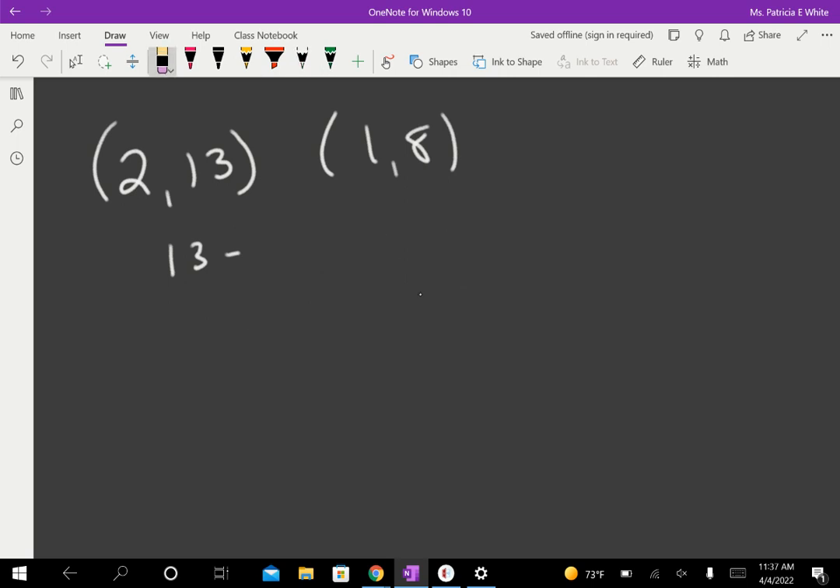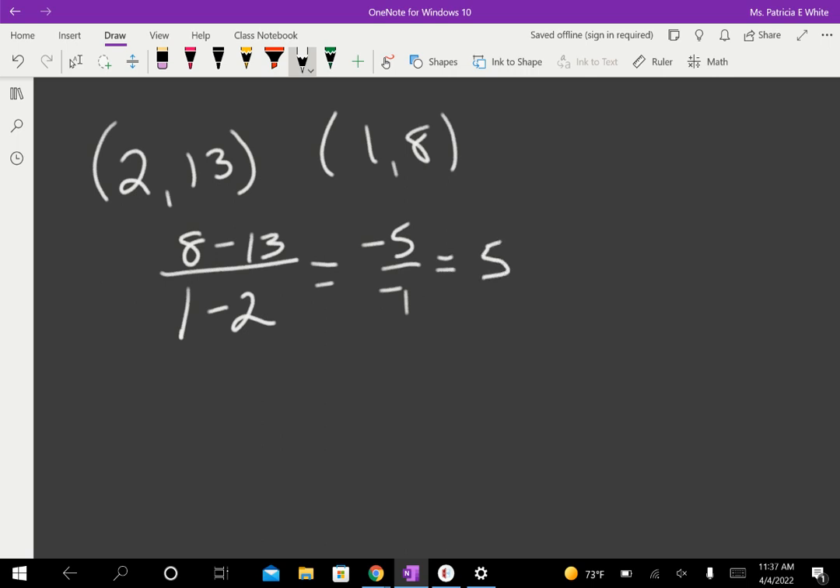Let's look. So here, if we do 8 minus 13, you still get the same thing. Then you have to put the 1 out front and do 1 minus 2. So it'd be 1 over 2, 1 minus 2, and then it would equal negative 5 over negative 1. And then you cross that out, it's still going to be positive, right? Because the two negatives are going to cancel each other out. No matter which way you do it, you're going to end up with the same answer.